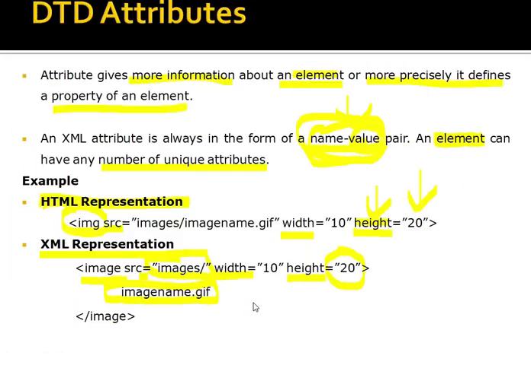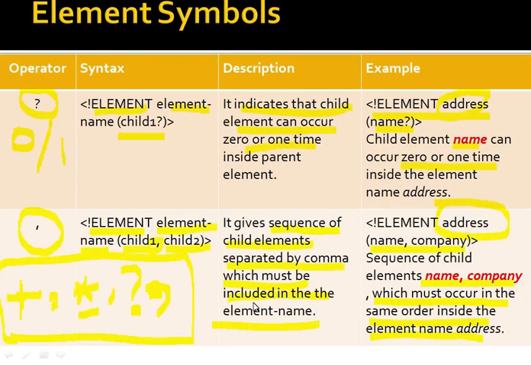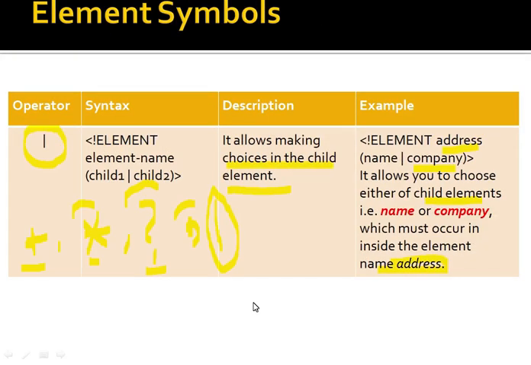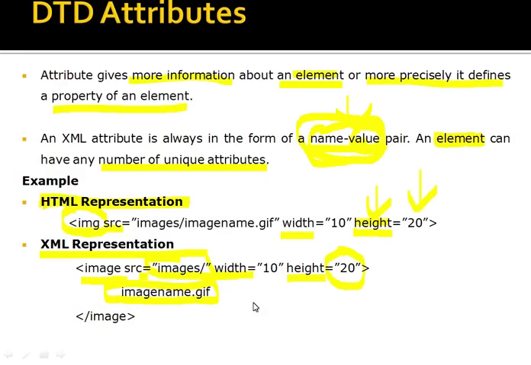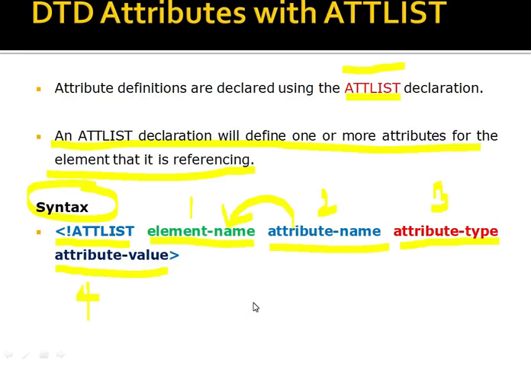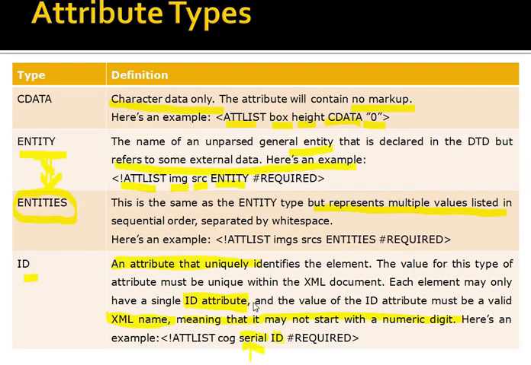The symbols that we can use in the element: plus, asterisk, question mark, comma, and pipe symbol. We have seen an example, and DTD attributes. The syntax for a DTD attribute: when you want to give an attribute for an element, you need to give at least a keyword. This is a simple example we have seen.